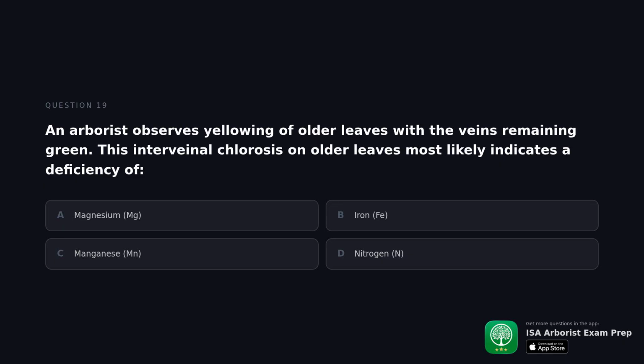This interveinal chlorosis on older leaves most likely indicates a deficiency of A. Magnesium, Mg. B. Iron, Fe. C. Manganese, Mn. D. Nitrogen, N.